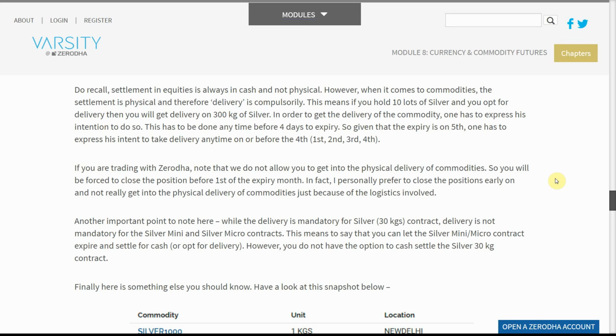If you are trading with Zerodha, note that we do not allow you to get into the physical delivery of commodities. So you will be forced to close the position before the 1st of the expiry month. In fact, I personally prefer to close the positions early on and not really get into the physical delivery of commodities just because of the logistics involved.